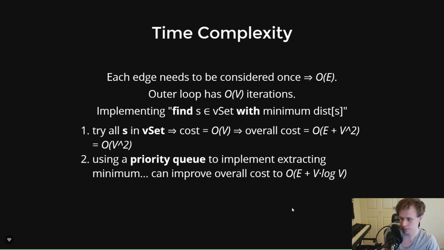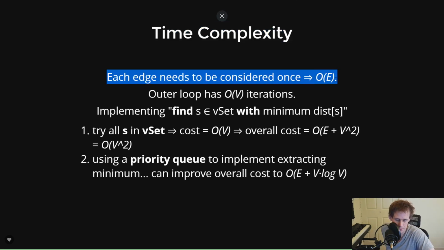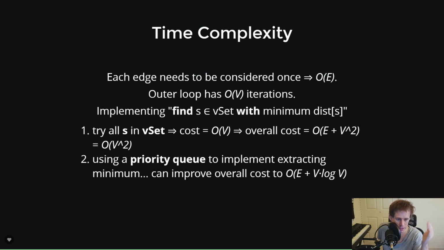Now, the complexity of Dijkstra is relatively simple to figure out. Each edge needs to be considered once. That makes sense, because in the exploring of it, we had to go through every edge at least once. And the outer loop has v iterations.